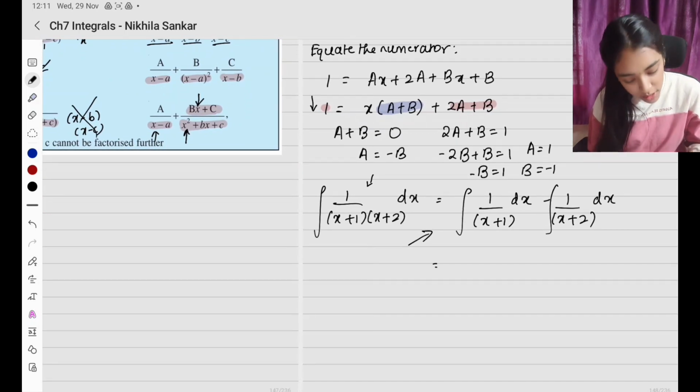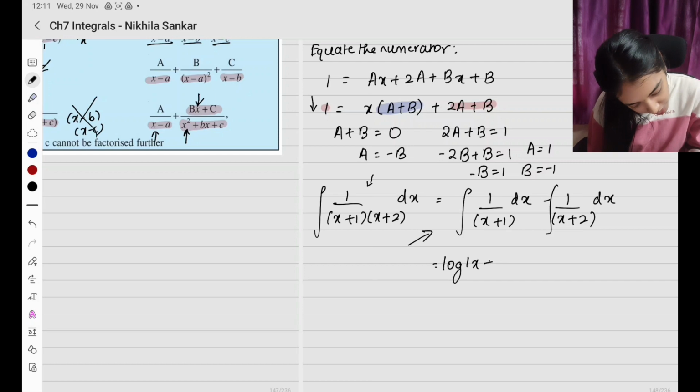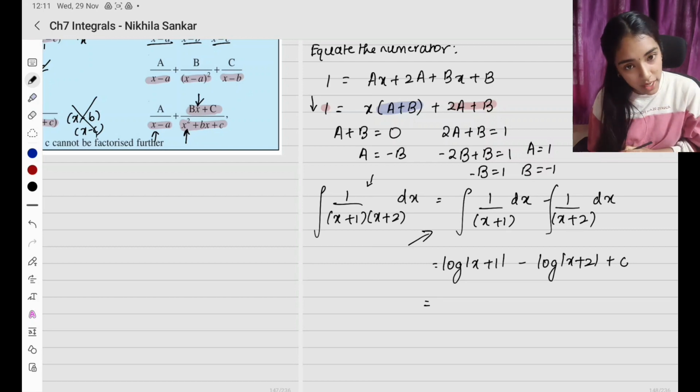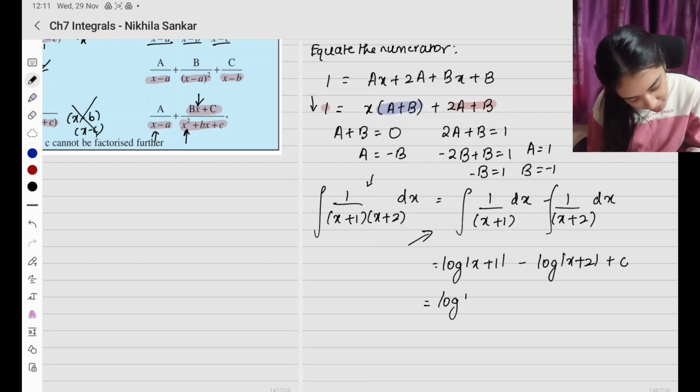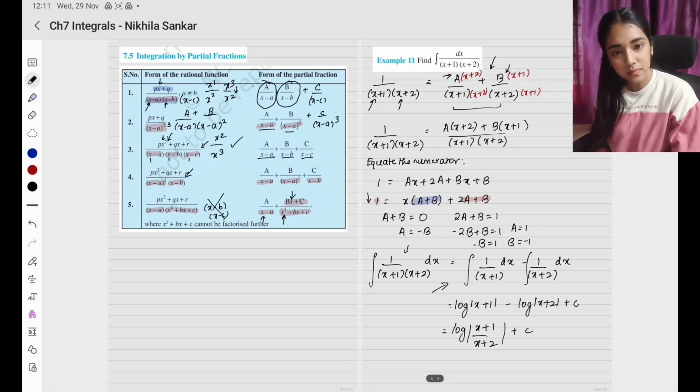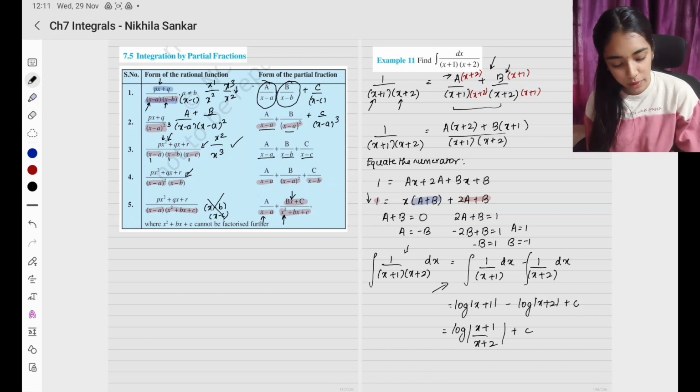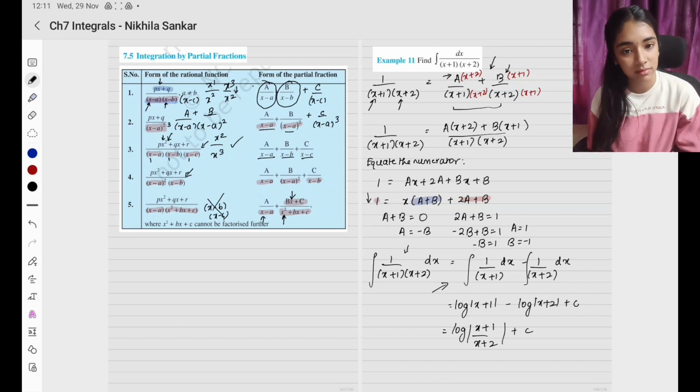1 by x plus 1 is going to be log mod x plus 1 minus inga enna irukku log mod x plus 2 plus c. So this is of the form log a minus log b. So log of a by b nu eduthalama. So log of a divided by log of b plus c. So this is my final answer. Okay, ரொம்ப simple. a oda value, b oda value kandupidichita you can solve the remaining.